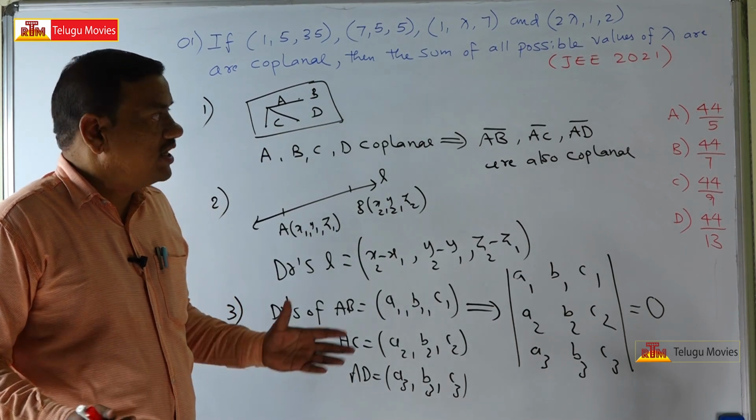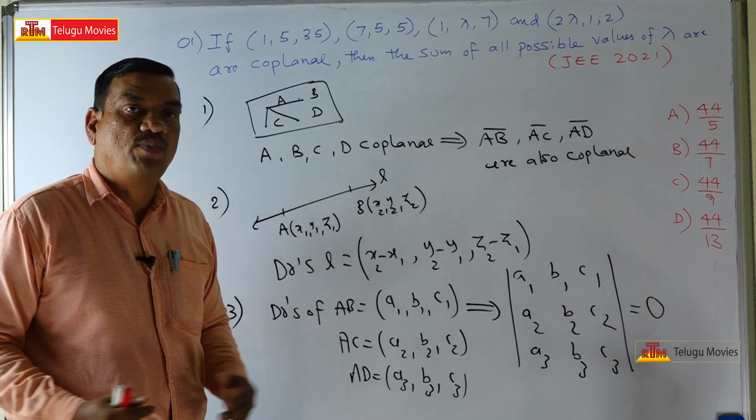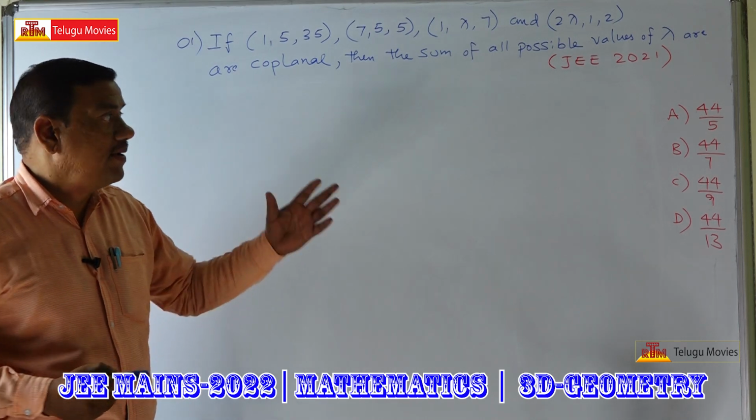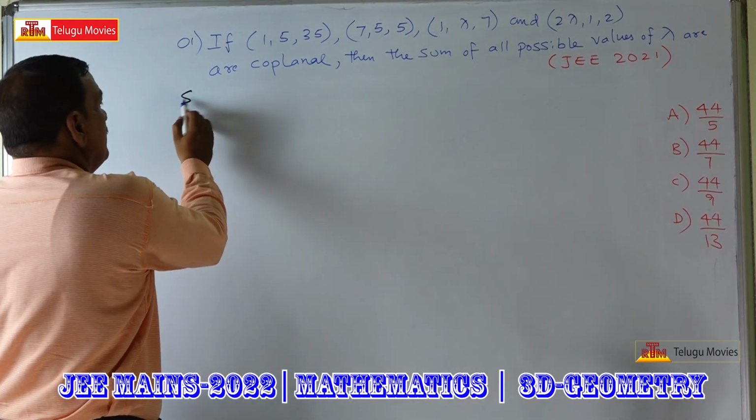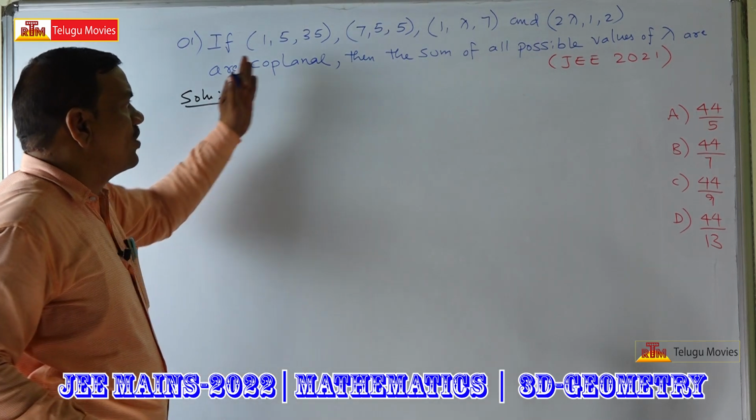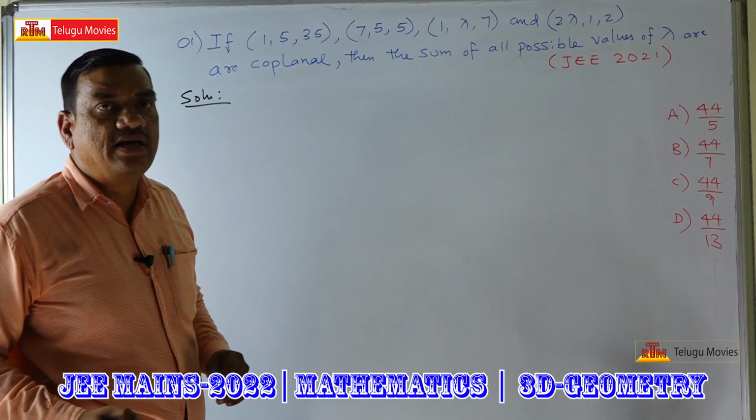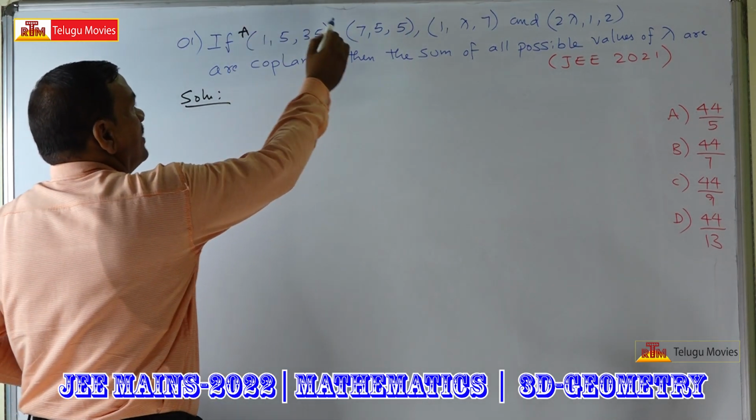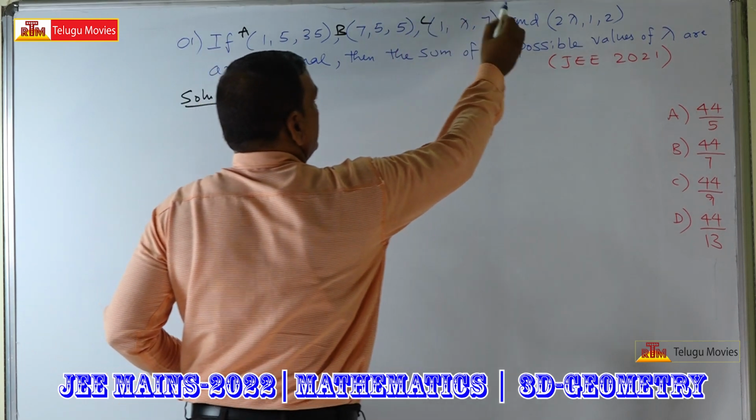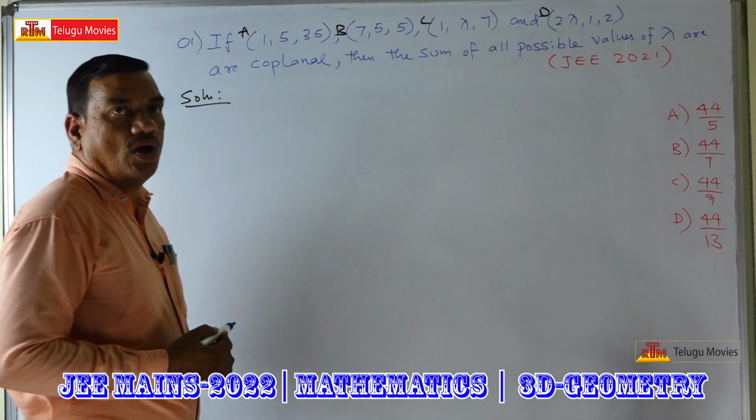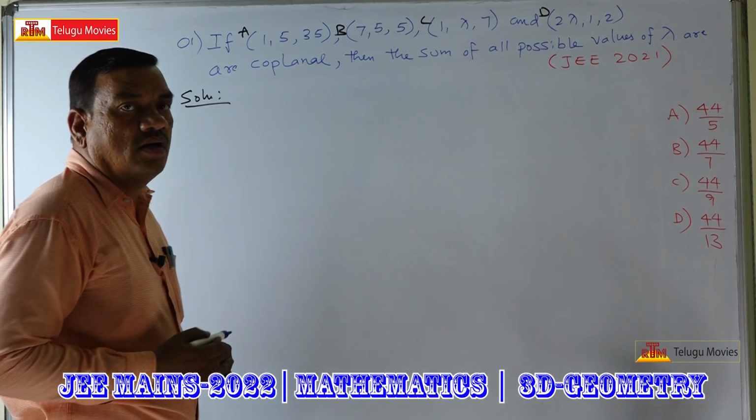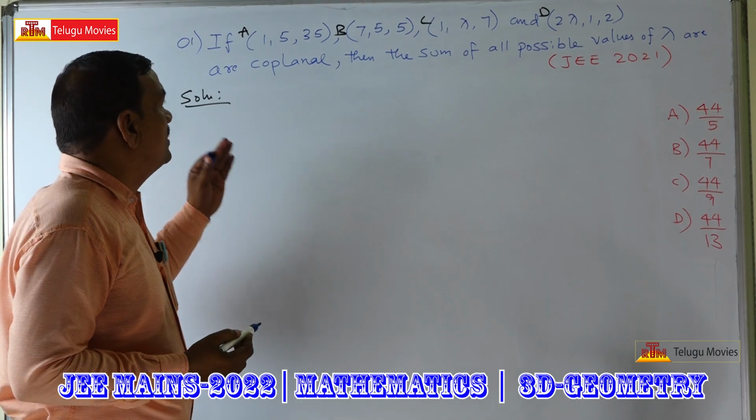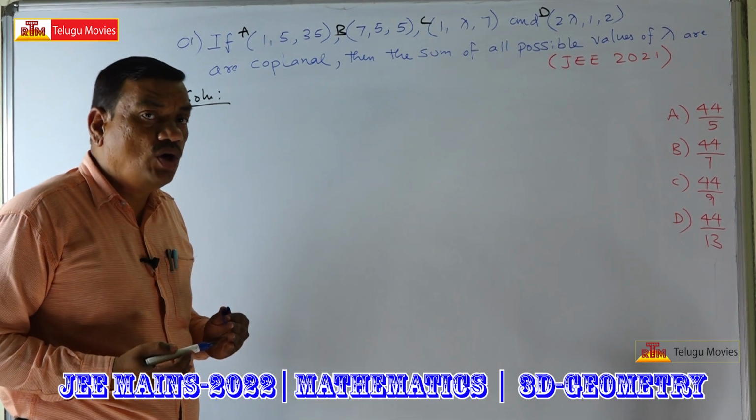Okay, now let us go for the solution of the main problem. So, dear students, welcome to the solution of the main problem. Here he is saying that these are the 4 points A, B, C, D, and they are coplanar. Let us call this A, this B, this C, this D. Just now I told, if A, B, C, D are coplanar, then AB, AC, AD are also coplanar.